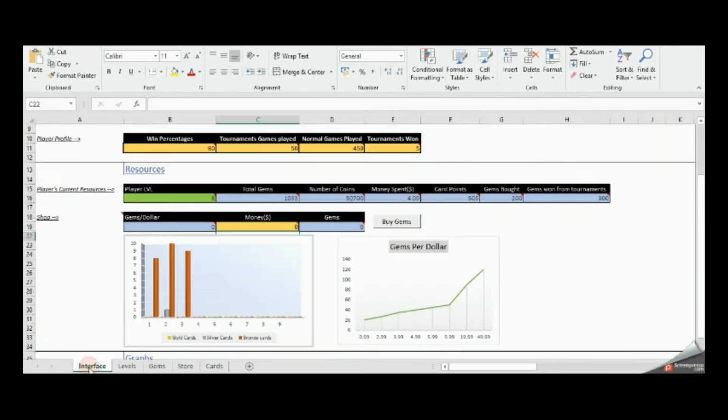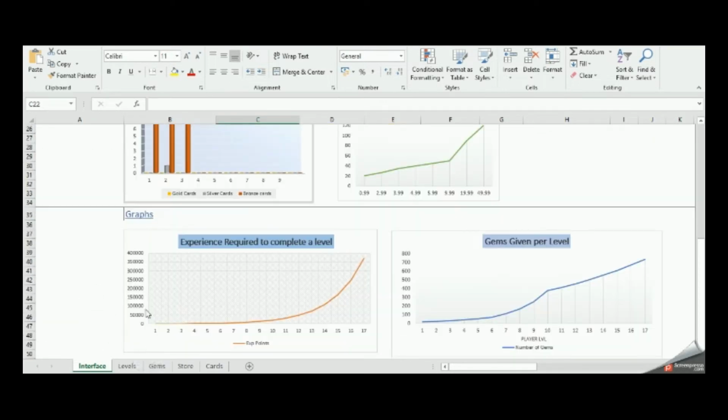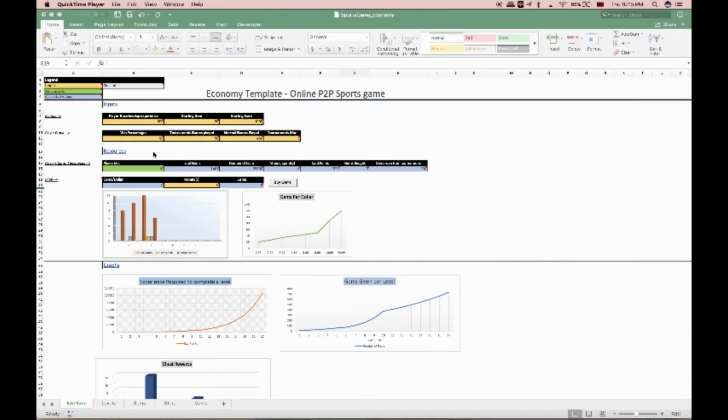So I will give the stage to my teammates. They're going to explain the individual graphs in much more detail. Thank you. I will introduce the gems and store tab for you.